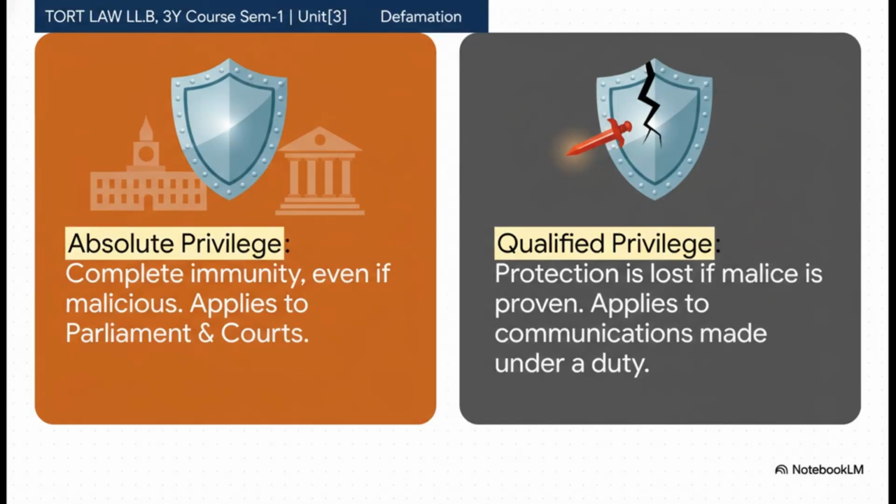Privilege is bifurcated into two types. Absolute privilege provides complete immunity from a defamation suit, even if the statement was made with malice. It applies to specific occasions, such as statements made in parliamentary or judicial proceedings. Qualified privilege protects statements made in the performance of a legal, social, or moral duty. However, this defense is defeated if the plaintiff can prove that the defendant was acting with malice.